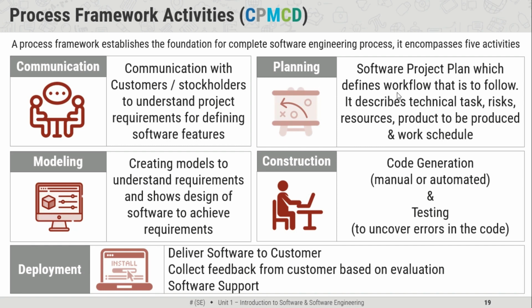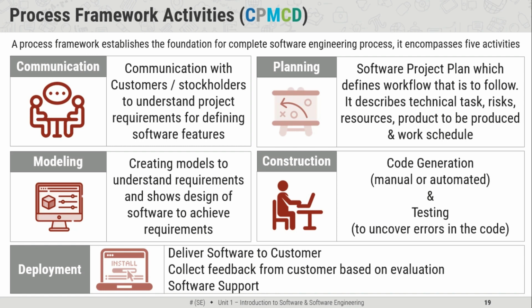After that, once we have all of these things with us, we can go for modeling, so that we will have very few failures when we actually write the code. Modeling means creating models to understand requirements and showing a design of the software to achieve the requirements. In the modeling phase, we draw different kinds of diagrams. Some examples are the use case diagram, ER diagram, class diagram and UML diagram, which are examples of creating models of software.